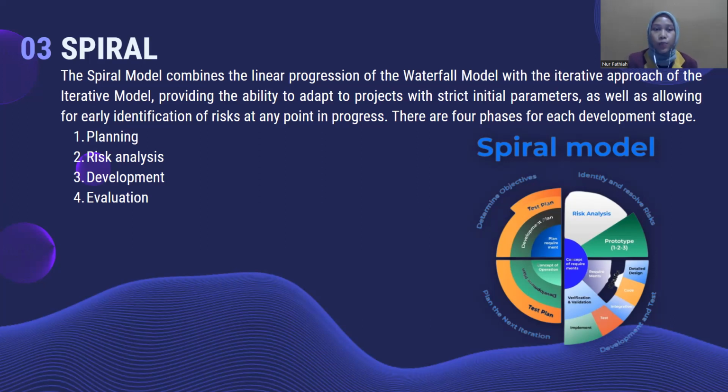You can see spiral model as in the picture. So first is determine objective, and then identify and resolve risks, and then development and test, and the last is plan the next iterations.